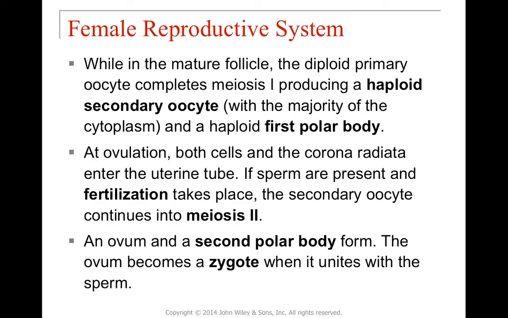All right, so while we're in the mature follicular state, so in the mature follicle, remember our oocyte is diploid, so the diploid primary oocyte is going to have to get to the haploid stage. And so we're going to have to do that through meiosis 1, right? And so in order to get to the point where we are haploid, we're going to make a haploid secondary oocyte and a haploid first polar body.